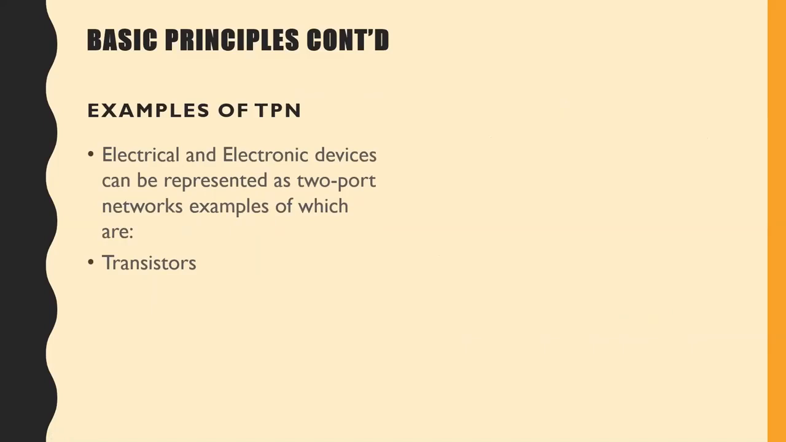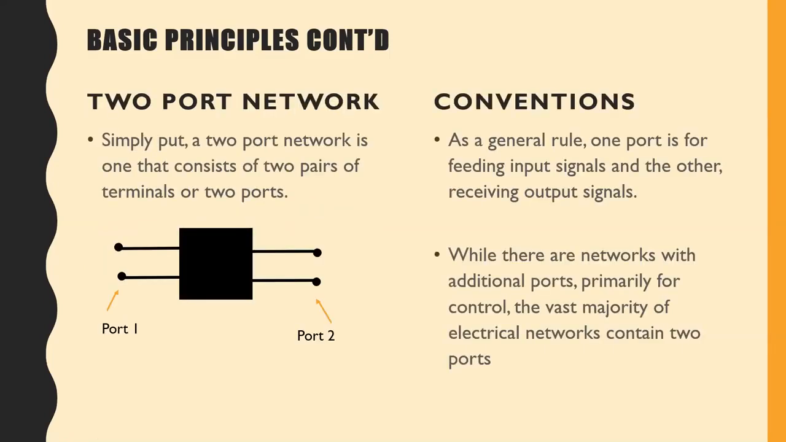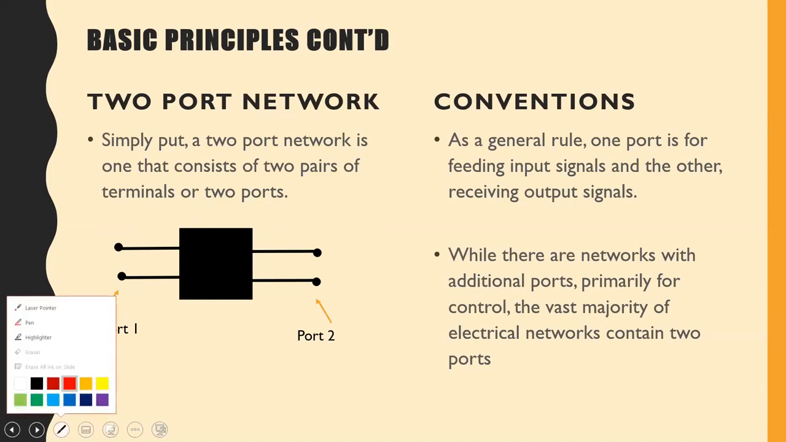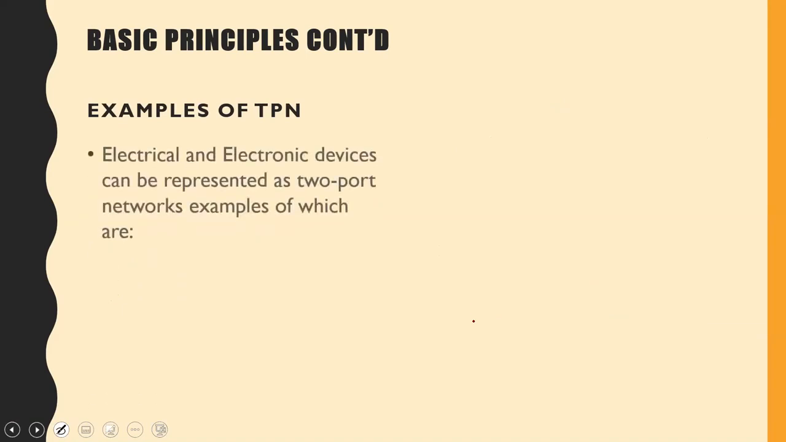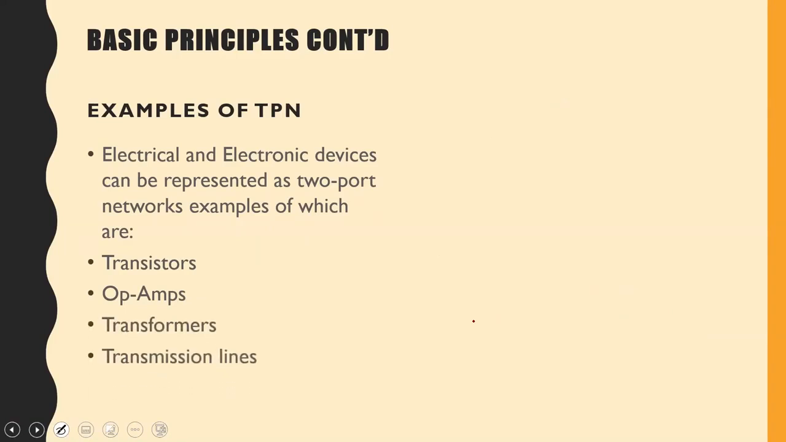Your transistors, your op-amps. And I made the point here that yes, there are some networks that will have an additional port, which is used primarily for control purposes. All right. So come back to the examples. You have your transistors, you have your op amps, you have your transformers, your transmission lines. Yes?